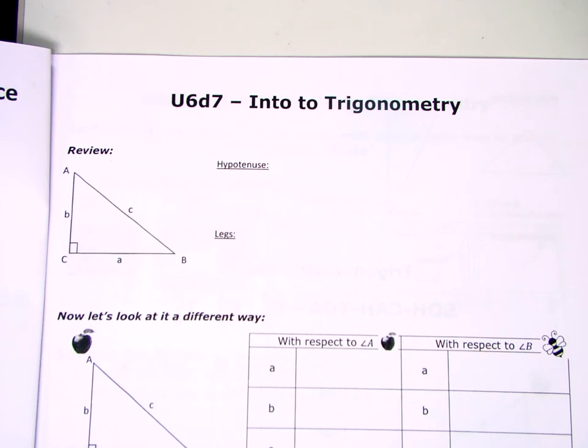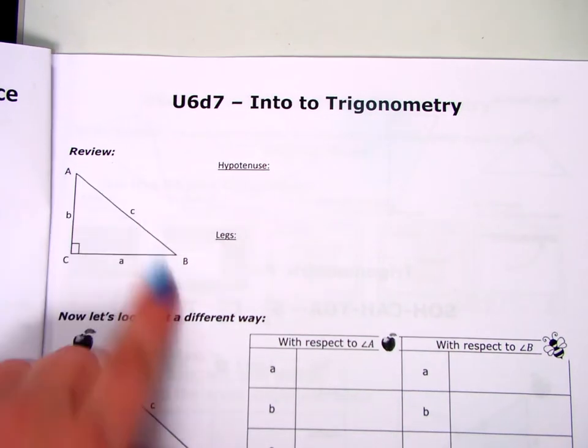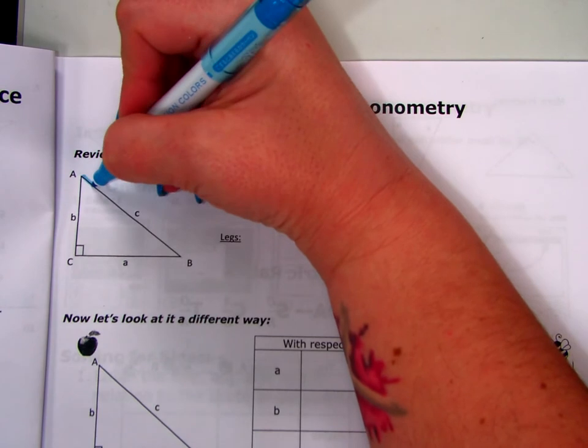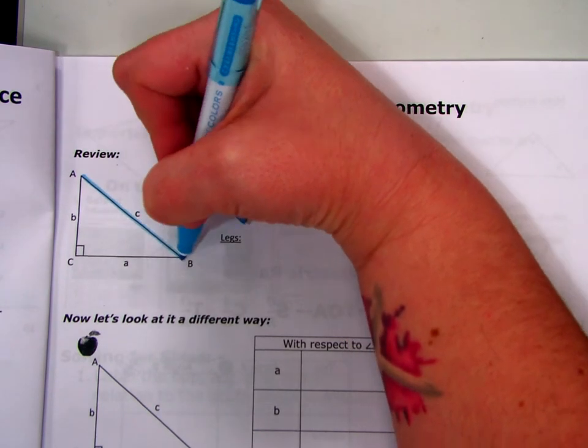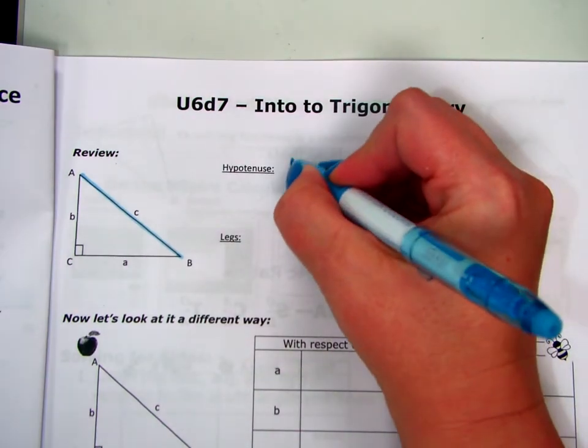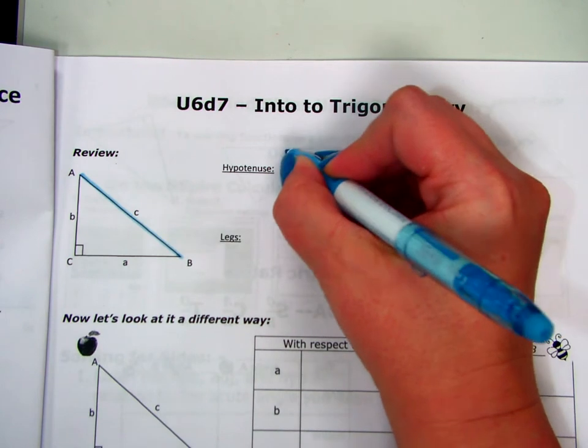Alright, so today we're doing Unit 6, Day 7, Intro to Trigonometry. And so we're going to just review some things we know about right triangles. We know they have a hypotenuse. For example, the hypotenuse in this right triangle is the one across from the right angle, which is segment AB.